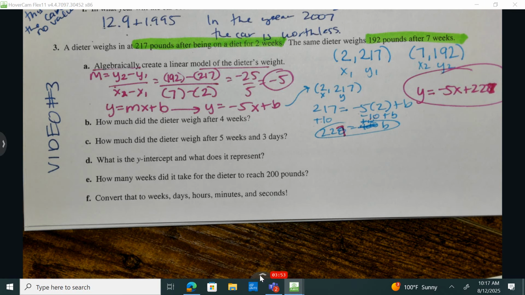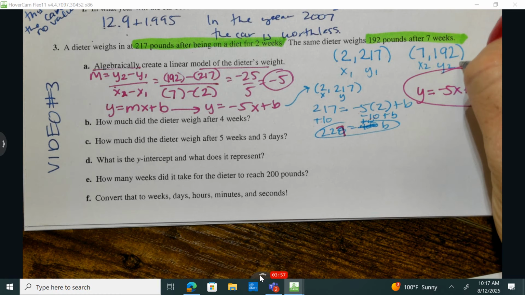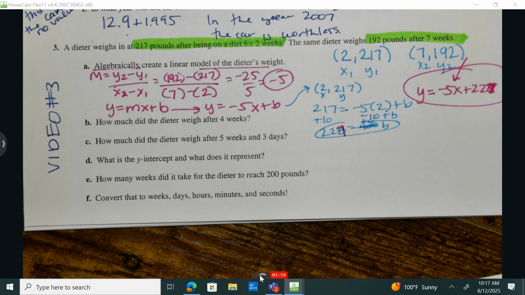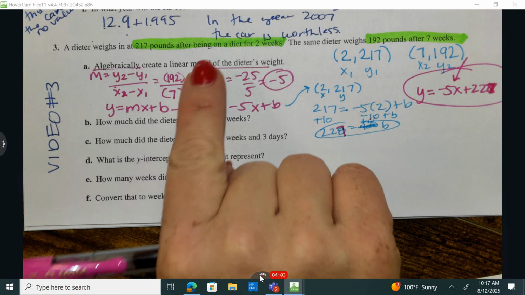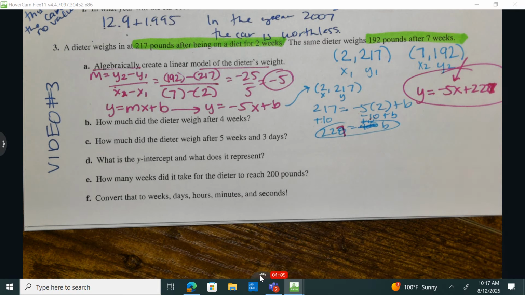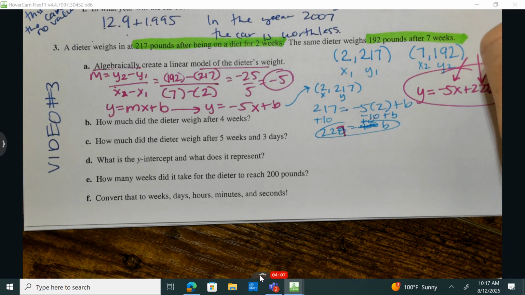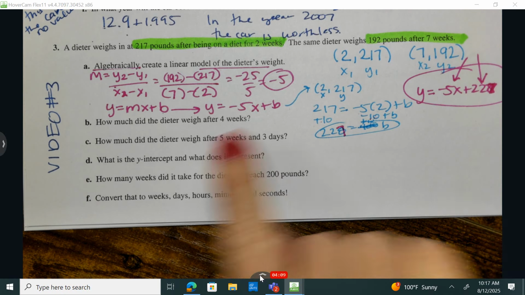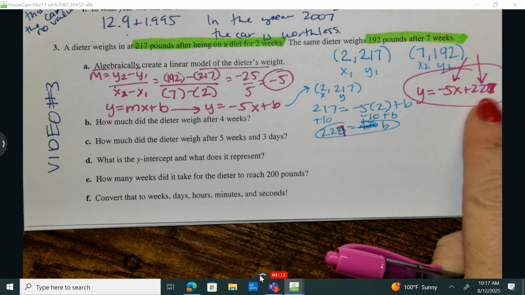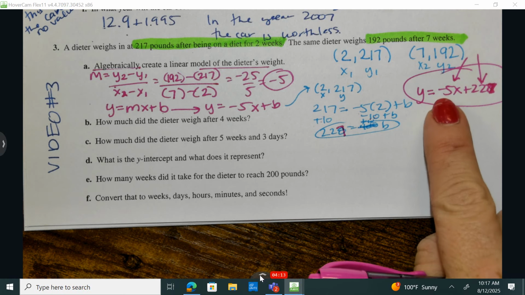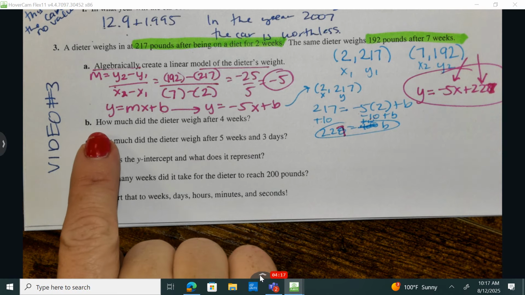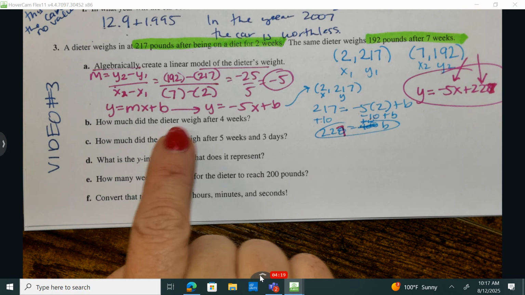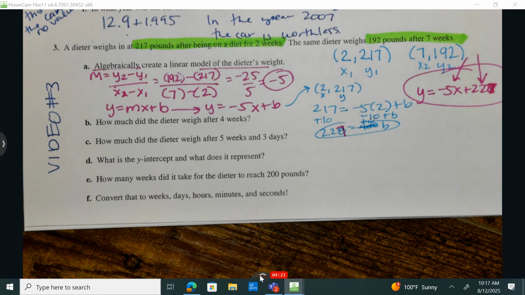So at this level of math, you need to know what do these numbers represent. This is the average rate of weight loss between 2 and 7 weeks. This is the beginning weight of the dieter. So the dieter started at 227 and on average lost 5 pounds per week from weeks 2 to 7. Let's get started. How much did the dieter lose after the 4 weeks?